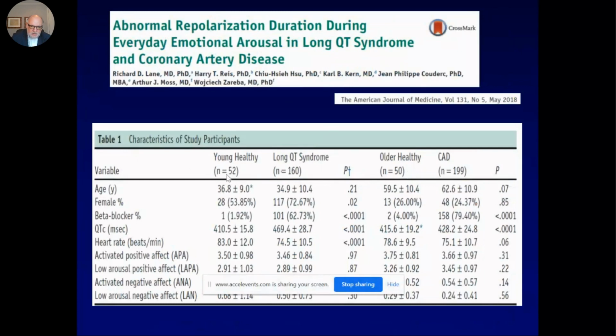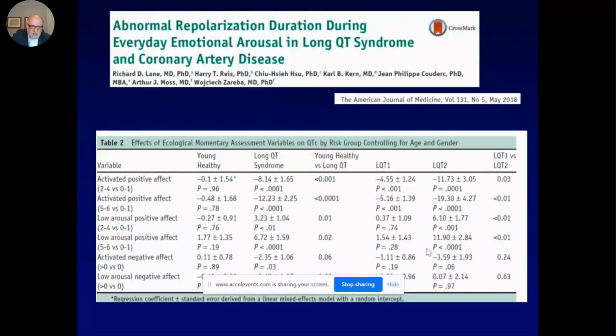We have some young healthy, about 50, which were age matched. We also look at older healthy and coronary patients. We'll skip this group right now for the purpose of this talk.